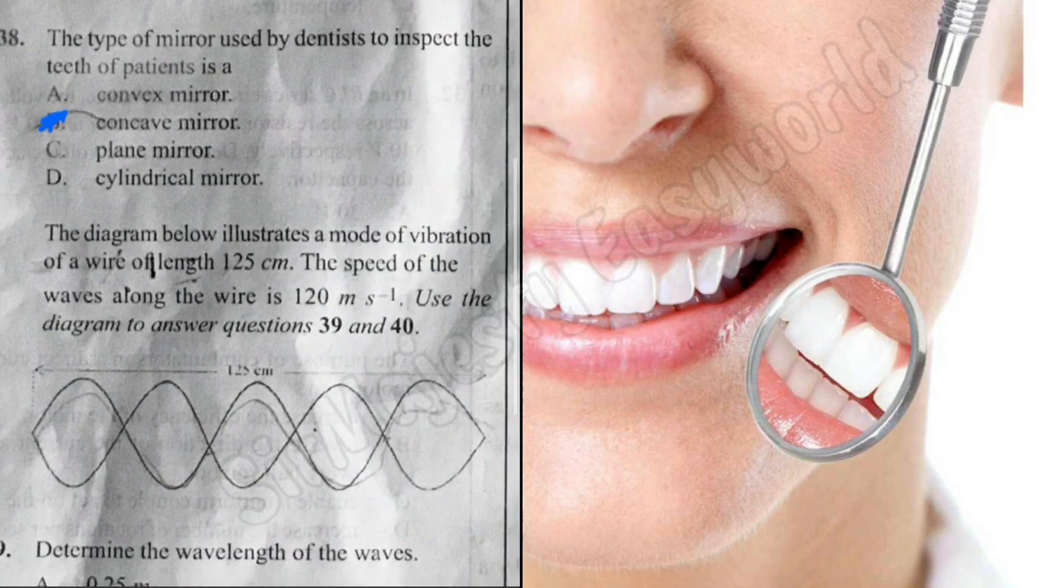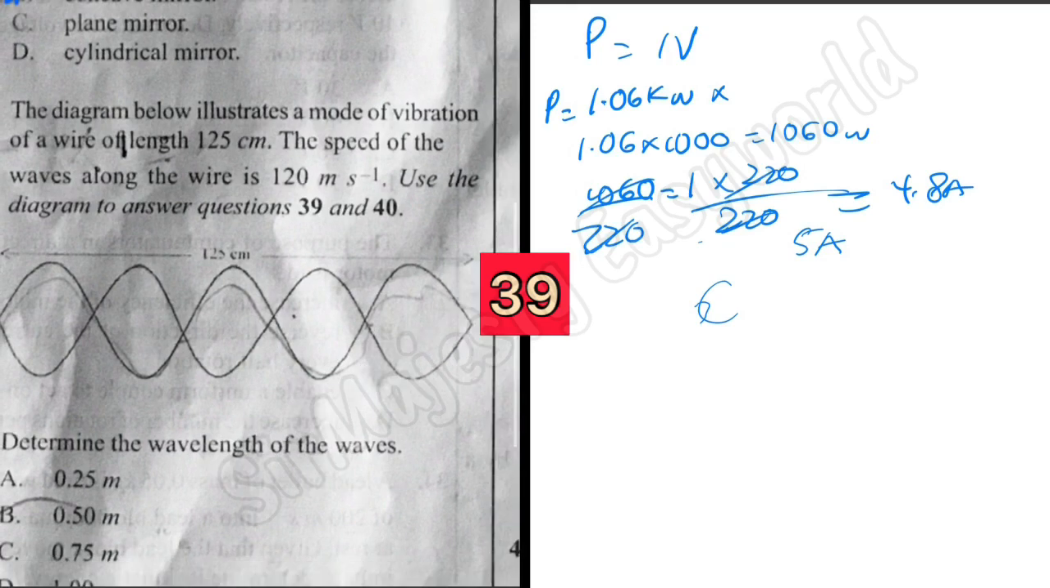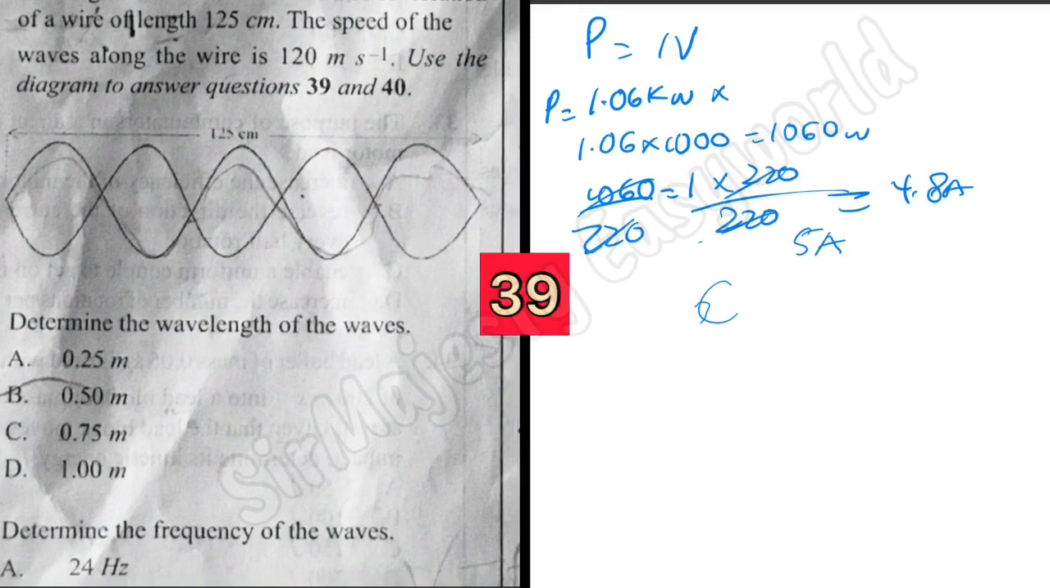So the diagram below illustrates the mode of vibration of wire of length 125 centimeter. Speed of waves along the wire is 120 meter per second. Use the diagram to answer the questions 39 and 40. Determine the wavelength of the wave.